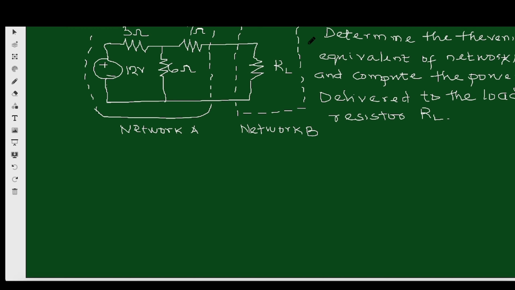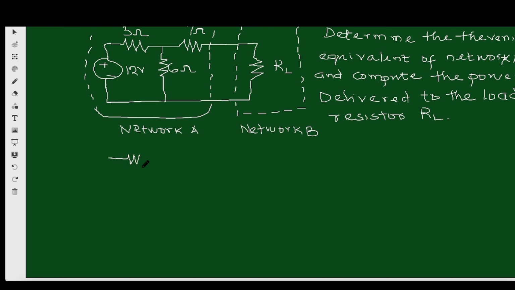Given any linear circuit, rearrange it in the form of two networks, A and B, connected by two wires. This is network A, this is network B. Network A is the one on the left, network B contains the load resistor. The second step is to disconnect network B.